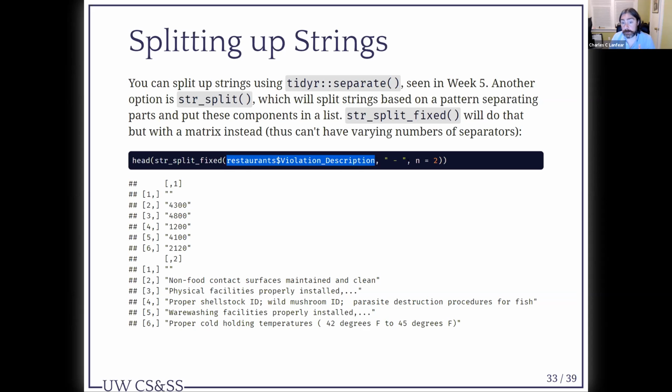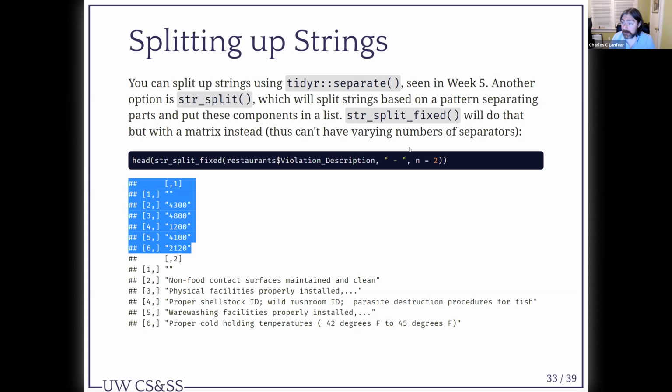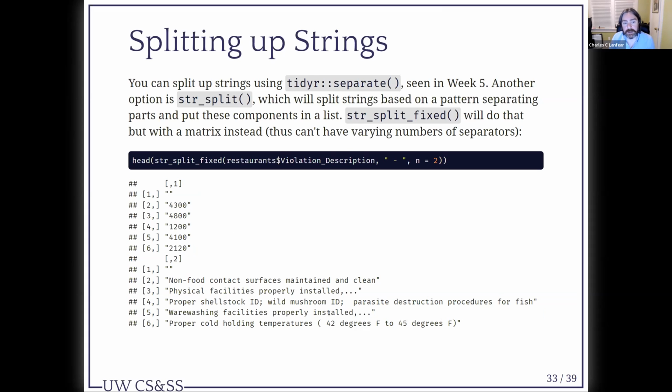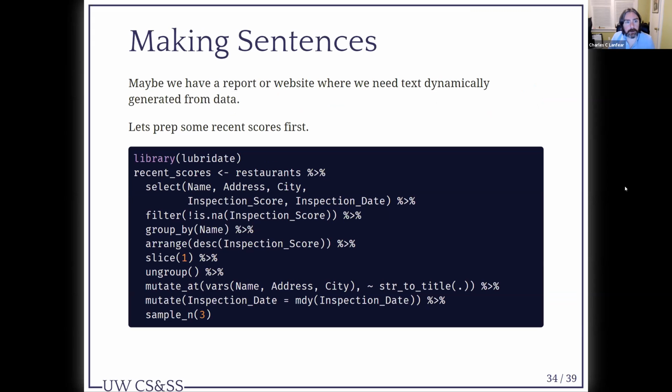I say I want this split up by space hyphen space, which is how they break up the number of the violation, like the code it is attached to, and the actual violation. I want it split into 2 pieces. This would give me a matrix where the first column is the first thing on the left side of the split. The second column is everything that was after the split. So for instance, code violation 4100 is where washing facilities properly installed. So improperly installed where washing facilities, blah, blah, blah. Okay. So might want to use that, kind of speed along.